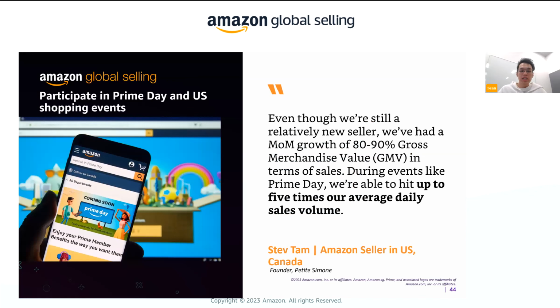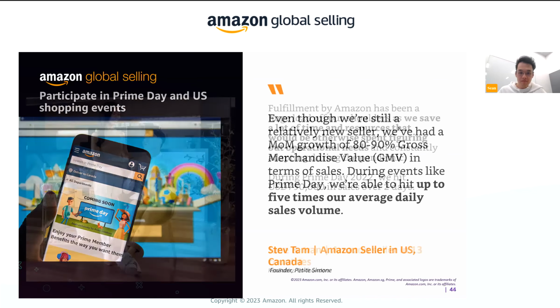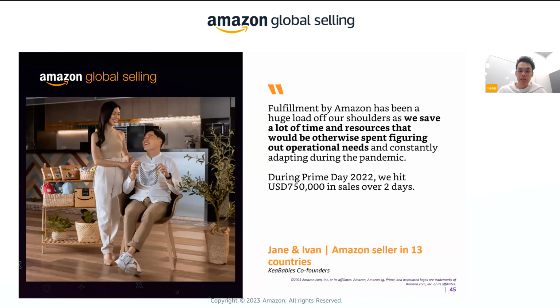For example, we have a customer called Petite that joined last year. Within the first Prime Day, with FBA they were eligible for Tier 1 products, and they saw a month-to-month increase of 80 to 90% of their gross merchandise value. During such events, if you are eligible with FBA, you're able to increase your daily sales volume up to 5 times.